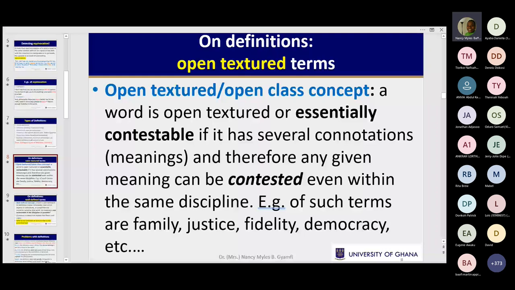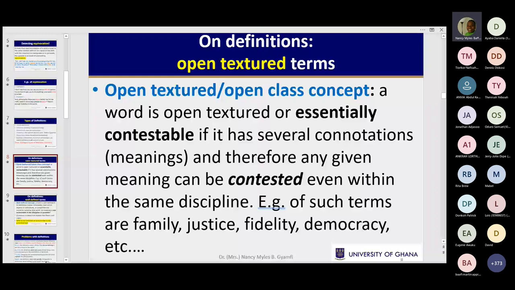So the word fidelity or infidelity is an open class concept. And therefore, when you are engaging it, you have to know that its essence, its meaning, look at the word essence, can be contested. Don't go about thinking that how you conceptualize the notion of fidelity, justice, and the other one, democracy, is the only way.